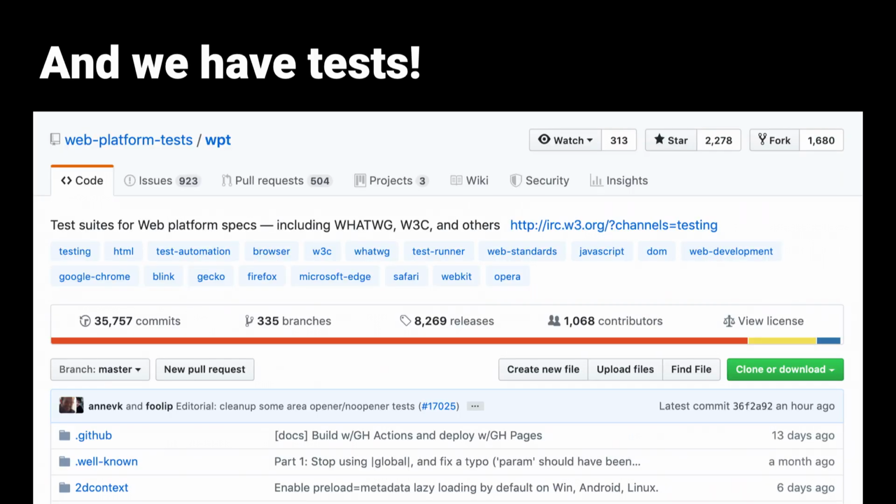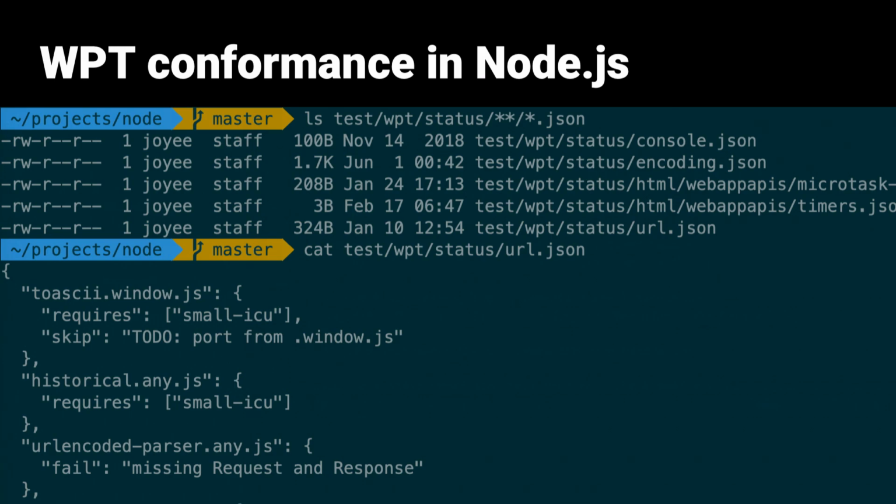And we also have tests. So how do we know how close our implementations are to the ones in the browser? We run a subset of the web platform tests, which are tests shared among browsers and other implementations.